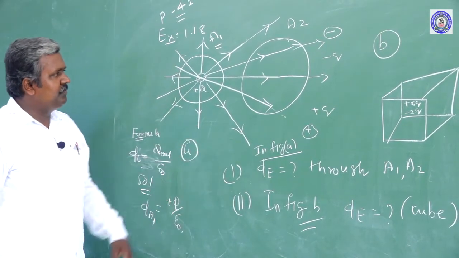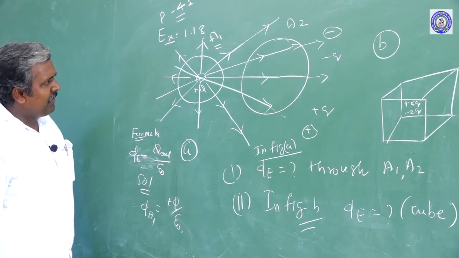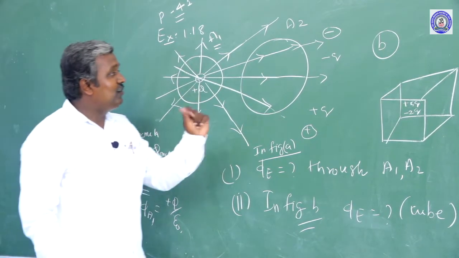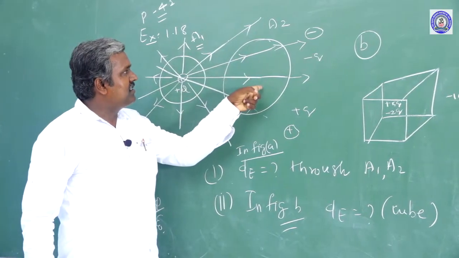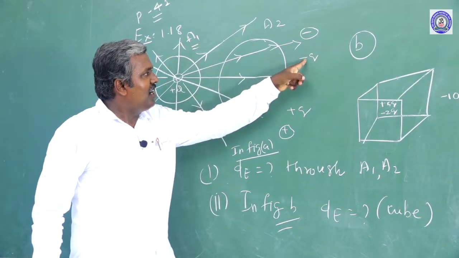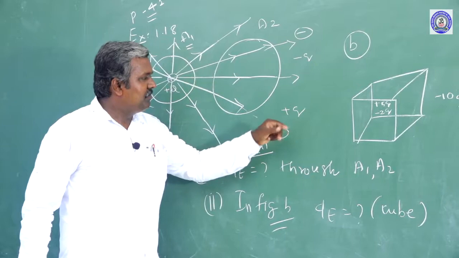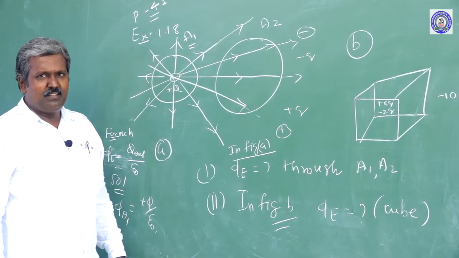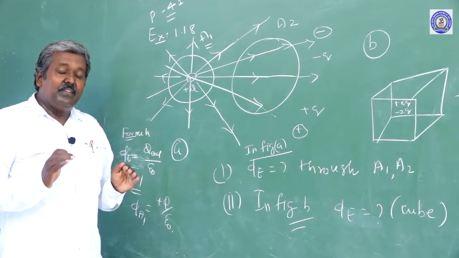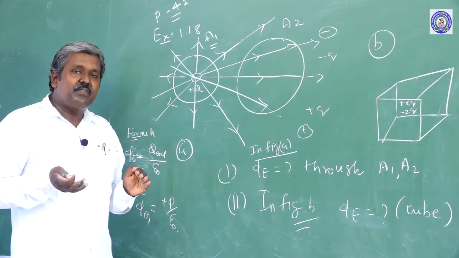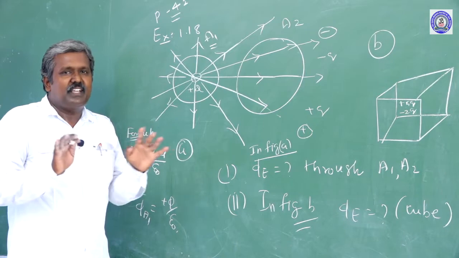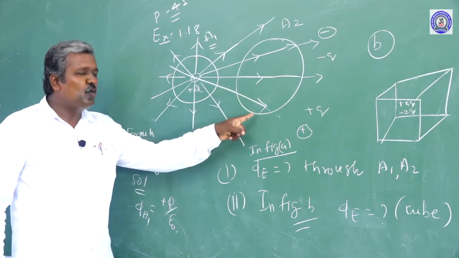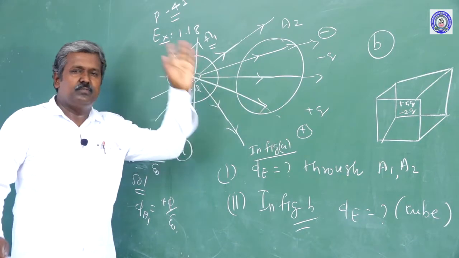For area 2, very good, 0. Why? Because in this area, the charges minus Q and plus Q are outside the closed surface. Already discussed about this: a charge lying outside the closed surface will not contribute to the flux. I am correct or not? Okay, so flux through this closed area 2 is 0.